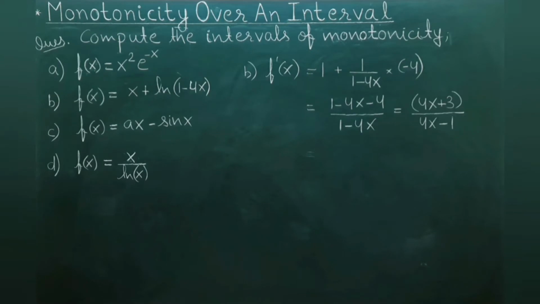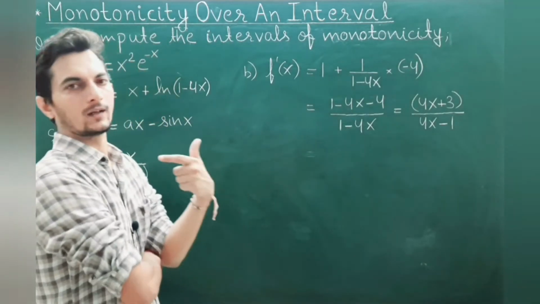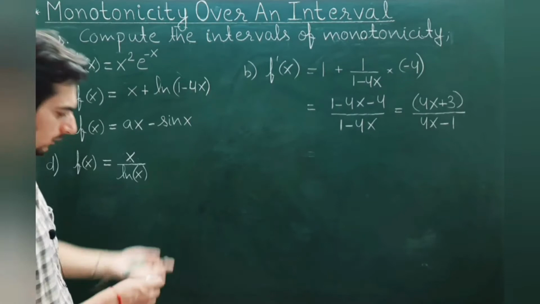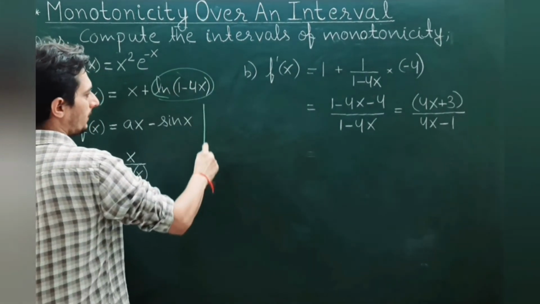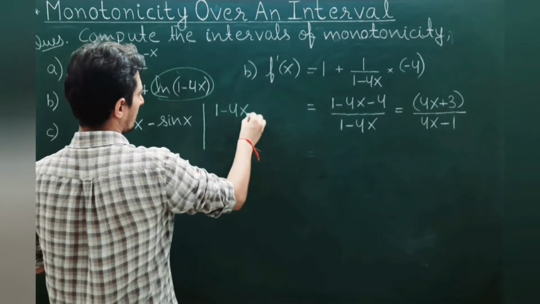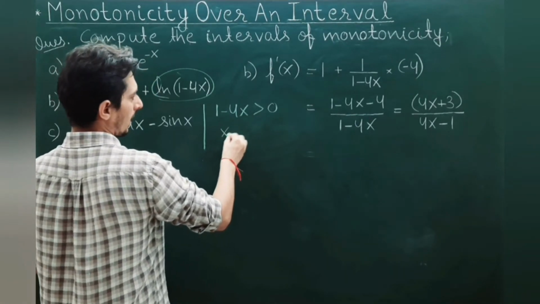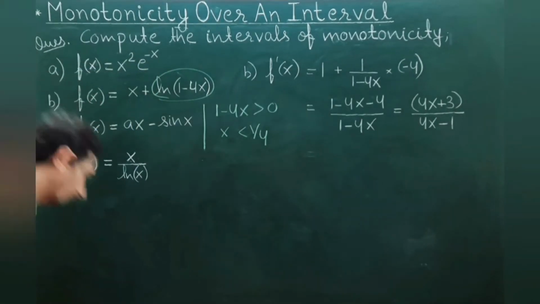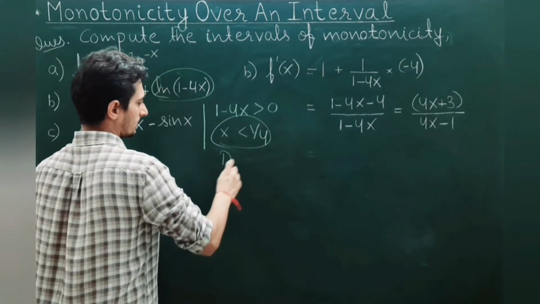Okay, now the important point here is you should also take or consider the domain. Here the function is x plus ln of 1 minus 4x, and if I look at its domain, for this ln to be defined, this 1 minus 4x needs to be positive, or you can say that x must be less than 1 by 4. This is the domain of f(x).